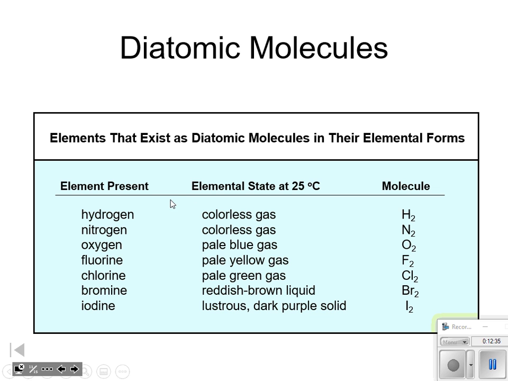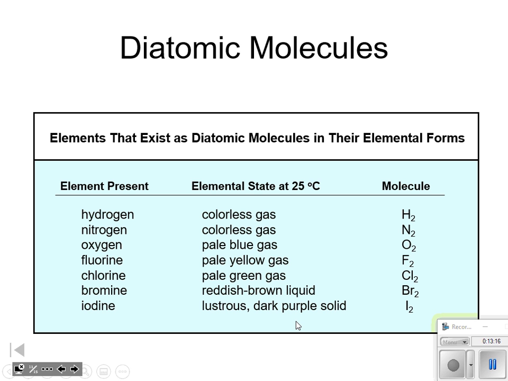Now, when we talk about some properties of the diatomics, we can see this on our periodic table based on the color. I can see hydrogen's red. I can see nitrogen, oxygen, fluorine, chlorine. Those are all red. So that tells me that at 25 degrees Celsius, those are gases. I look and I see bromine is blue. Well, that tells me that bromine is a liquid. At 25 degrees Celsius, which is somewhere right around room temperature, bromine is a reddish-brown liquid.